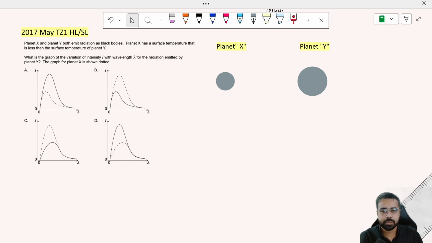This question is from the B1 thermal energy transfer, in which we will compare the intensity wavelength graphs of the two planets X and Y. One important thing mentioned here is that planet X has a surface temperature that is less than the temperature of Y. For this reason, I suppose that planet X must be smaller in size. That's why its temperature is less.